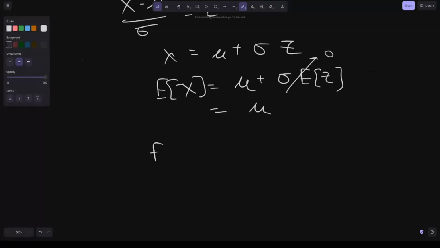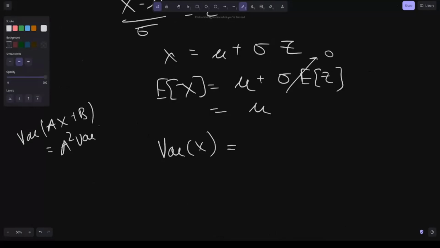Now the variance. So variance of X will be nothing but, variance of (AX plus B) comes out to be A square variance of X. Okay, so the B terms get cancelled, so no mu. So it will be delta square into variance of Z. So that is 1, so it will be delta square. So this is how I found out the expectation and variance for a normal random variable.